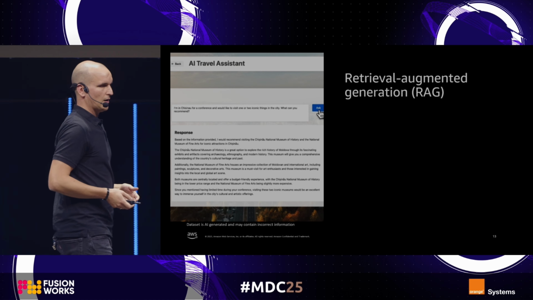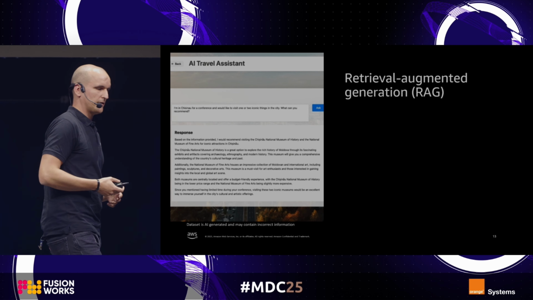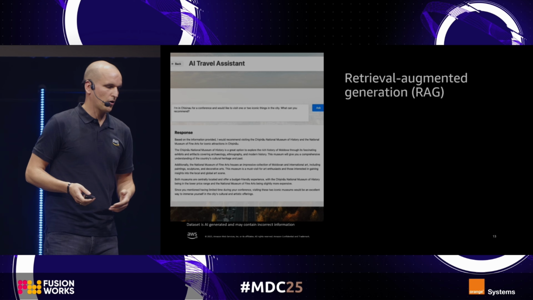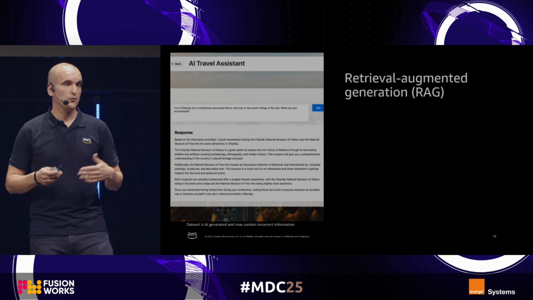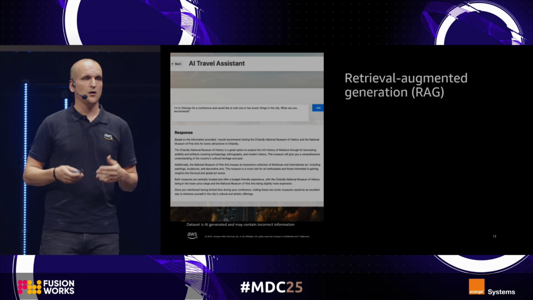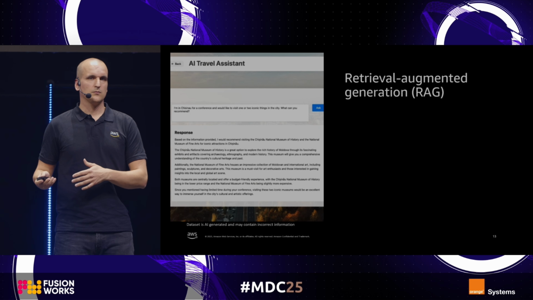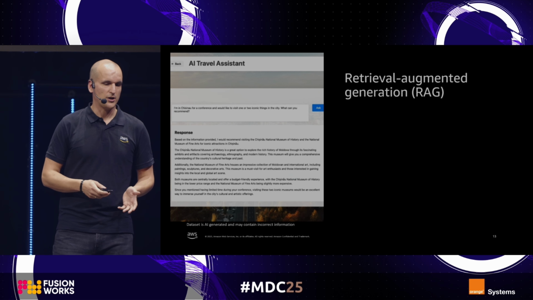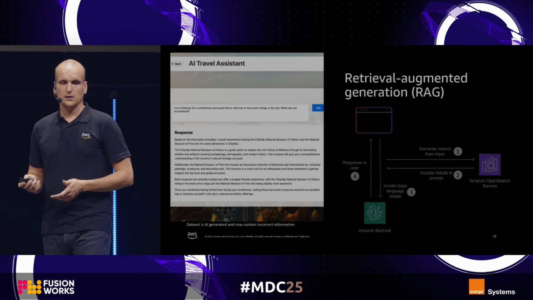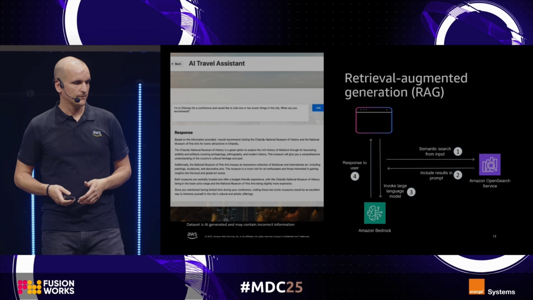Now, as you see here, I asked the search engine, in this case, I'm in Chisinau for a conference and would like to see one or two iconic things in the city. What can you recommend? And the system responds with a natural language answer. So how does that work?